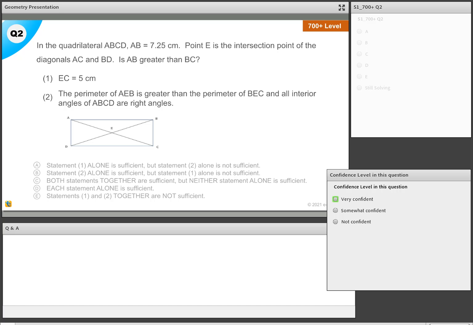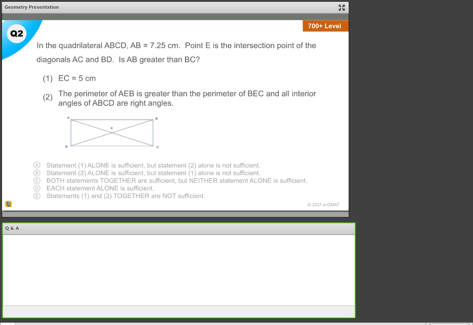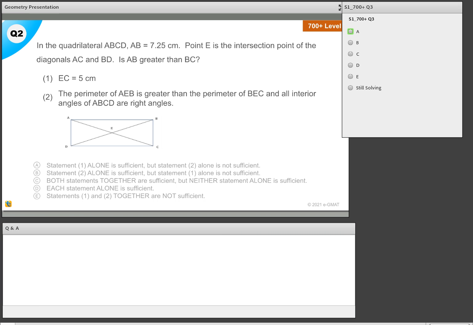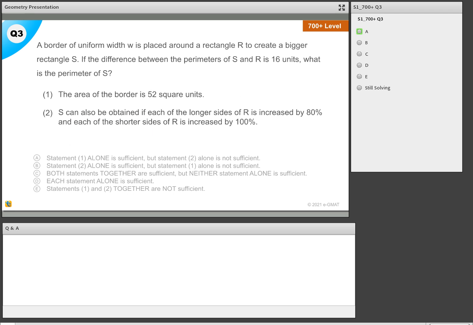Okay, all right, last question here, and let's get the poll. Question number 3. Okay, please click on still solving. All right, and here is the question.